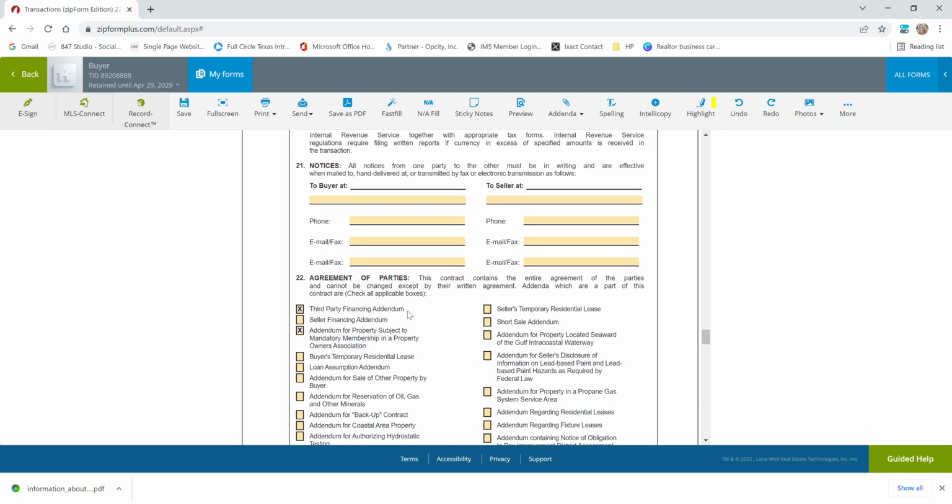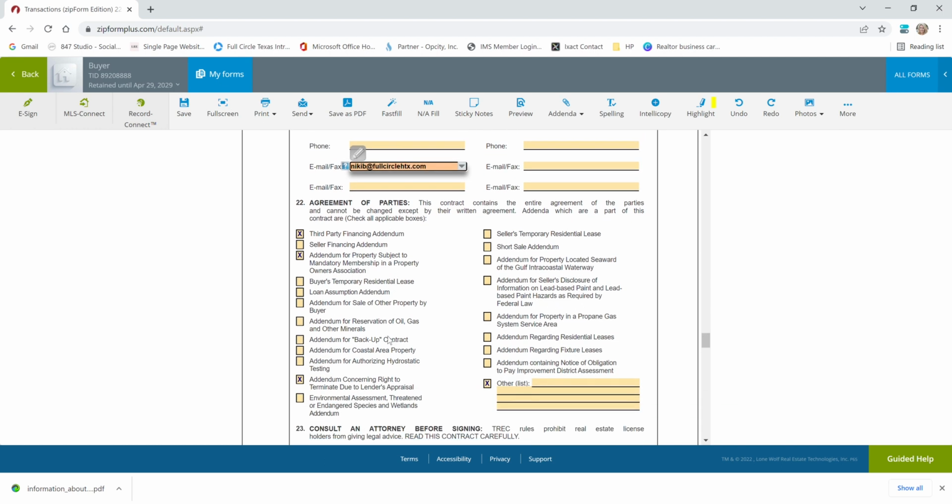Here, under 21, this is probably a really big pet peeve of mine. If you're working with the buyers, please make sure to put their email address. Title needs this to be able to contact them and send them any buyer forms that they need. You don't have to put their name or phone number, but just make sure you at least put one email of theirs.